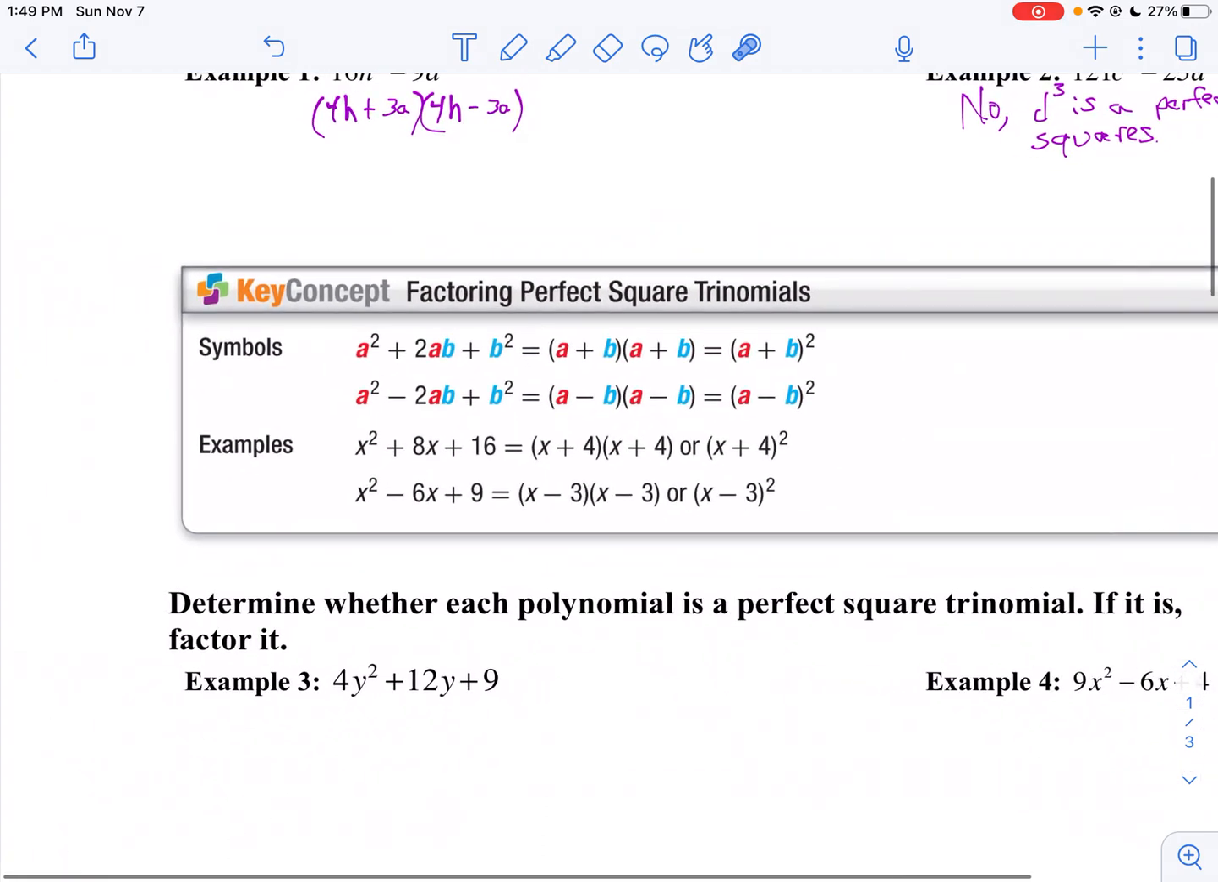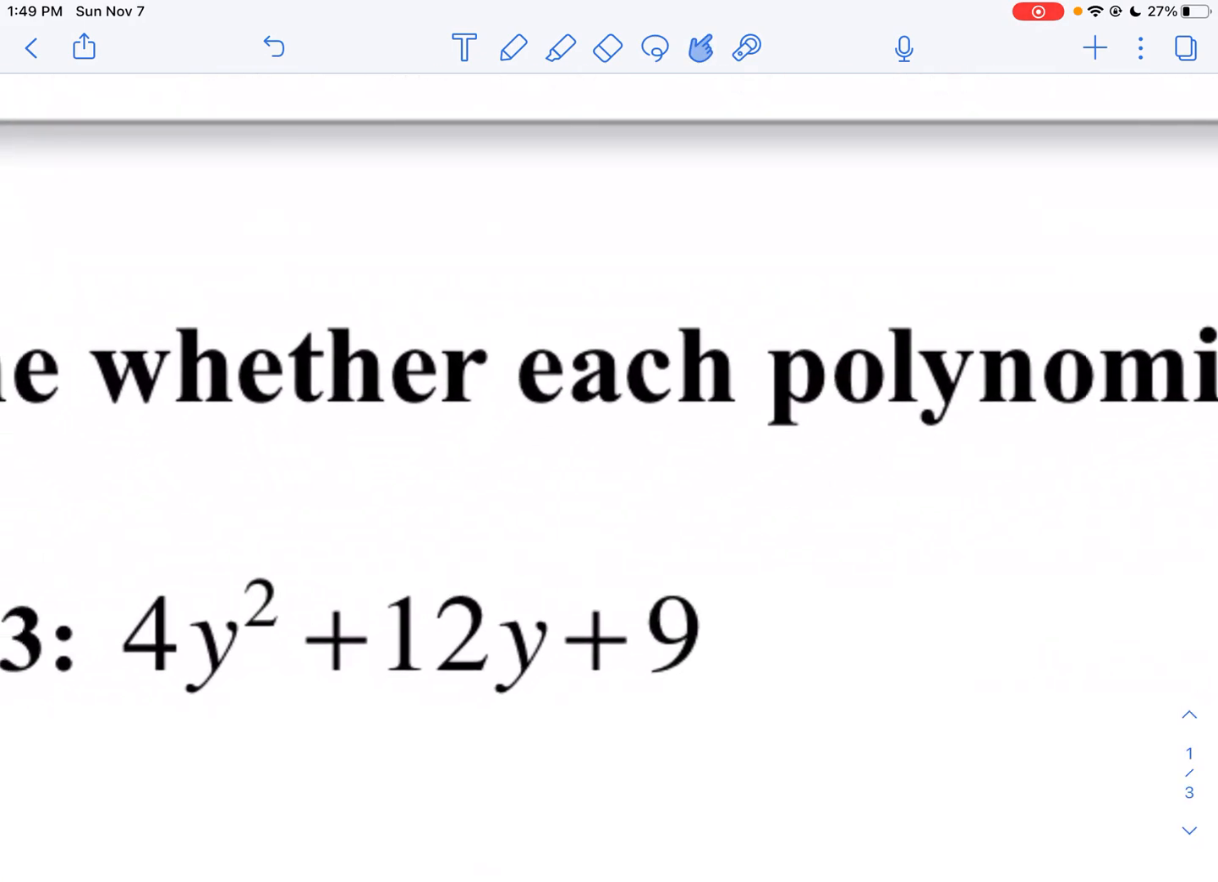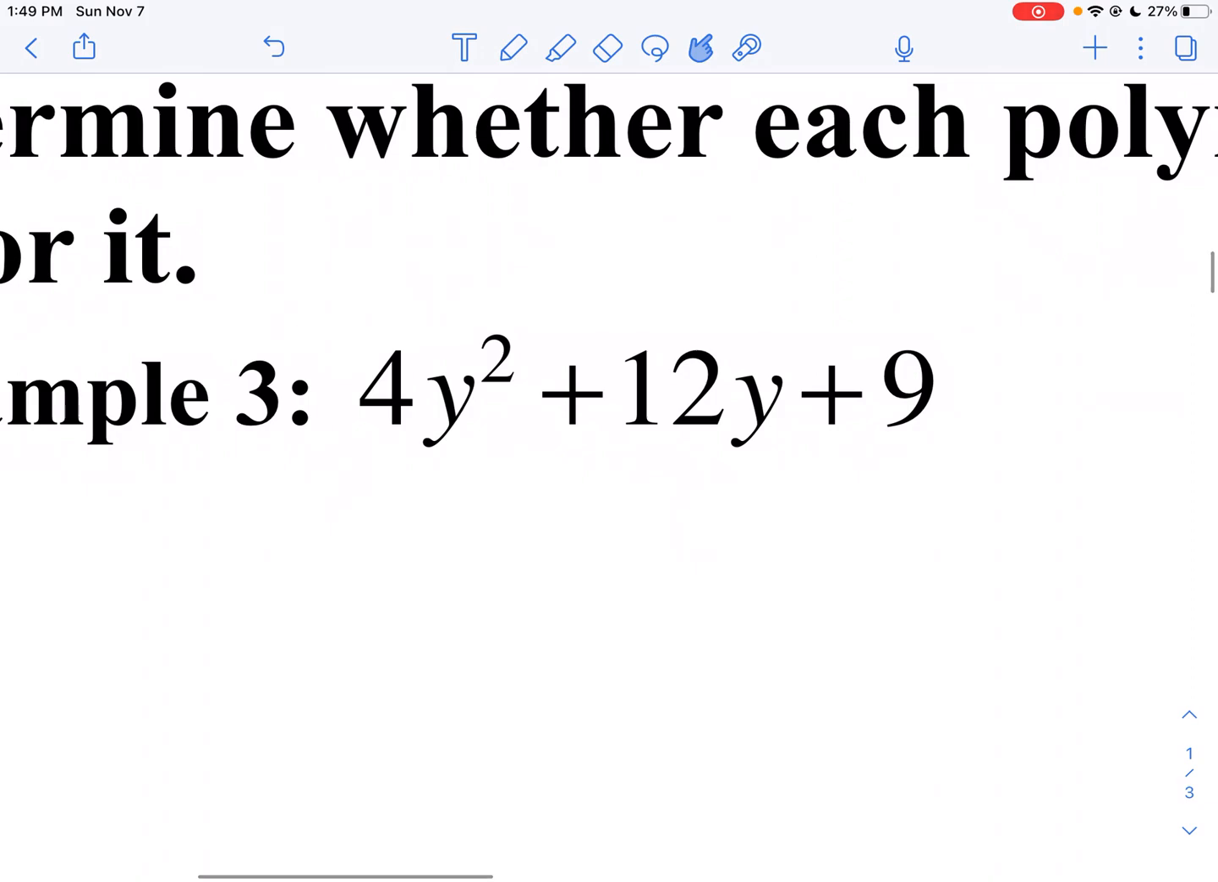So on this one, we're going to approach it a tad bit differently. Rather than determining if it's a perfect square trinomial to start with, I'm going to see if I can factor it using my perfect square trinomial rules. If I can, I'm done. And if I can't, then I know it's not a perfect square trinomial. So I look at my first term. Example 3. 4y squared, that's a perfect square, isn't it? 9, that's a perfect square. So I think this is a perfect square.